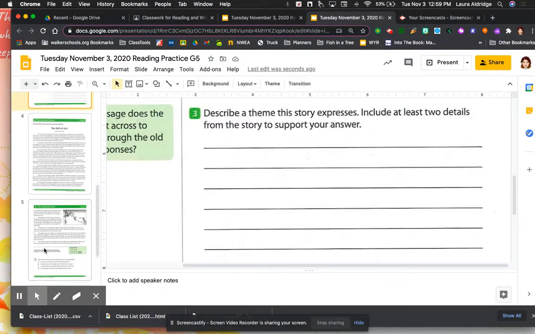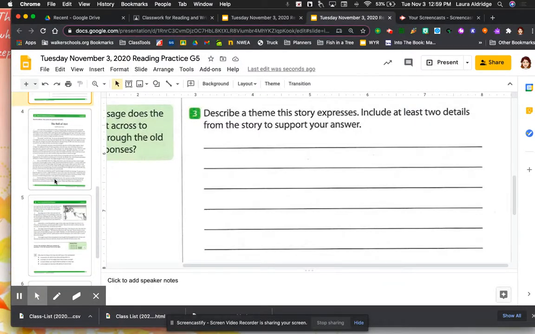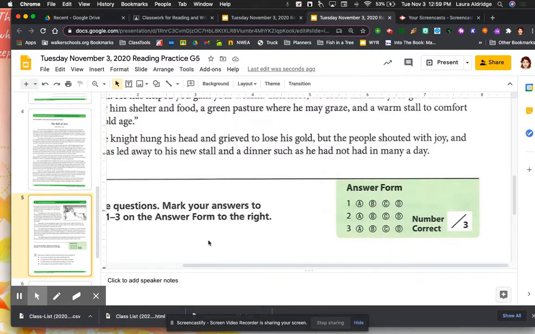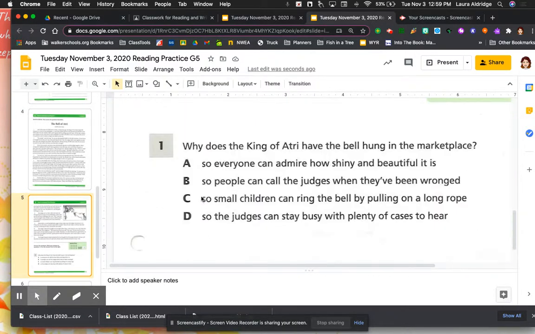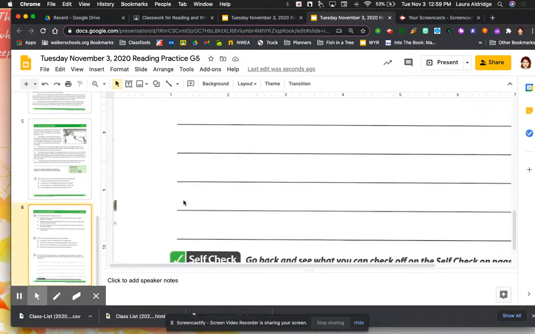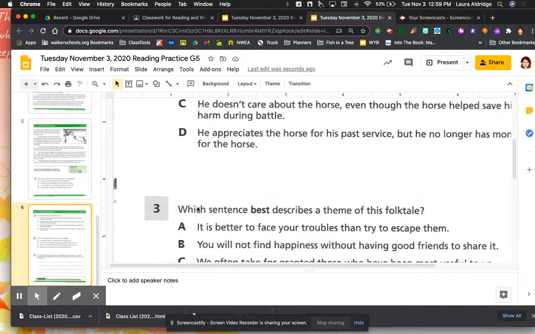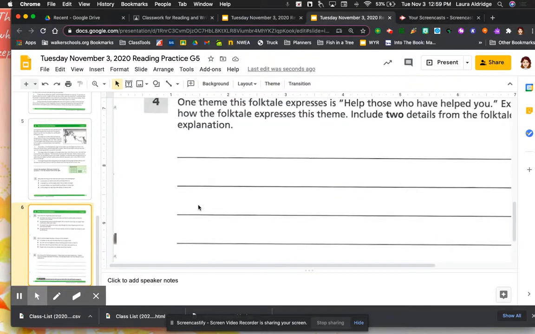For slide number 4 and 5, again, you have lots of text to read, but at the bottom of page 5, you have a multiple choice question. Go ahead and make your circle and choose your best answer. For slide number 6, again, you have a couple of multiple choice questions at the top, and then lines for the question number 4 where you need to type in your answer.